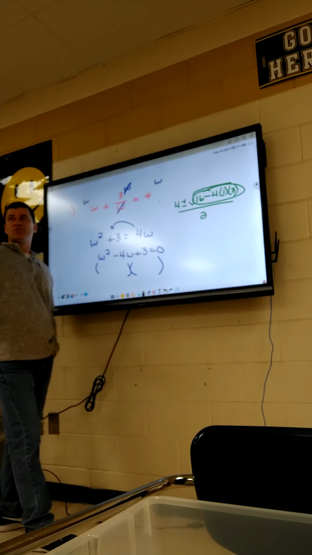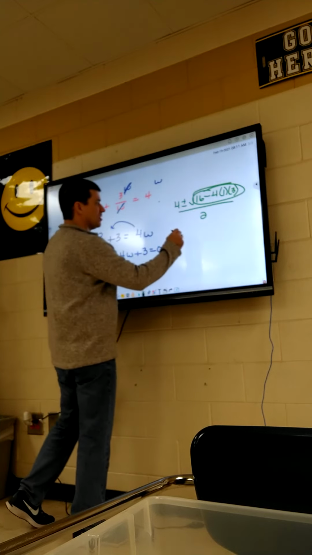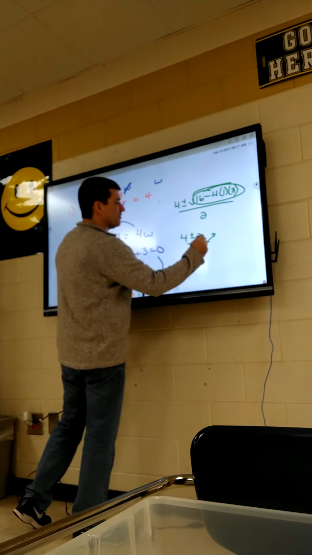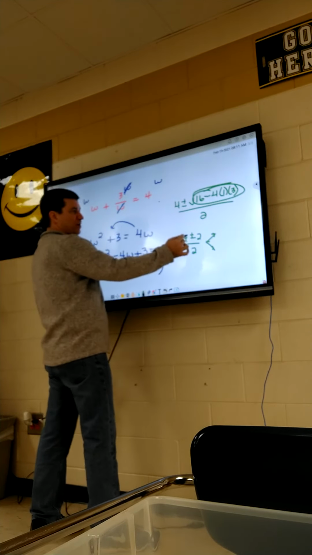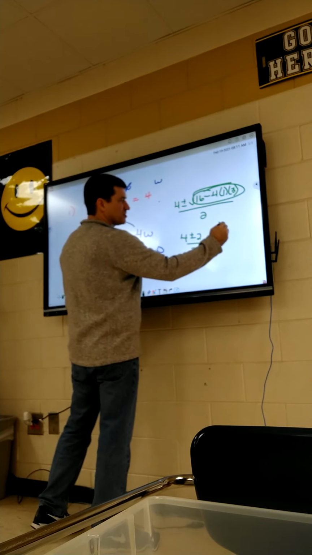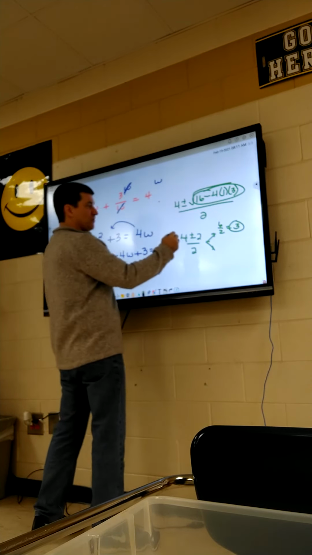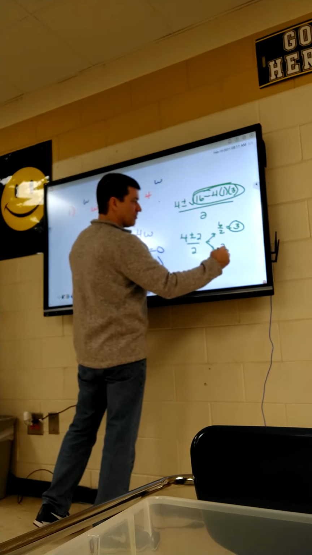All right, what's the square root of 4 change into? 2. So I got 4 plus or minus 2 over 2. So how do we find the first answer? I do 4 plus 2. That gives me 6 over 2, which is 3. How do I find the second answer? I do 4 minus 2, which is 2 over 2, which is 1.